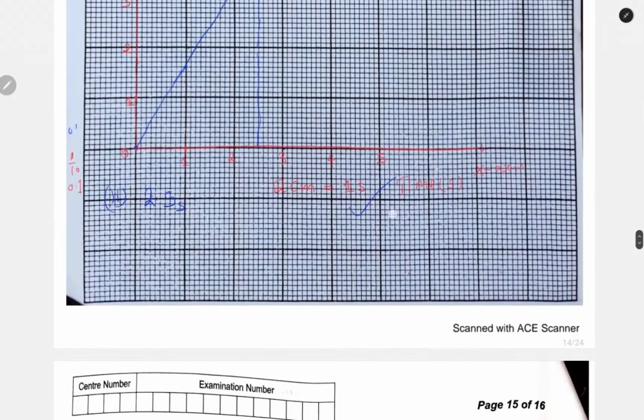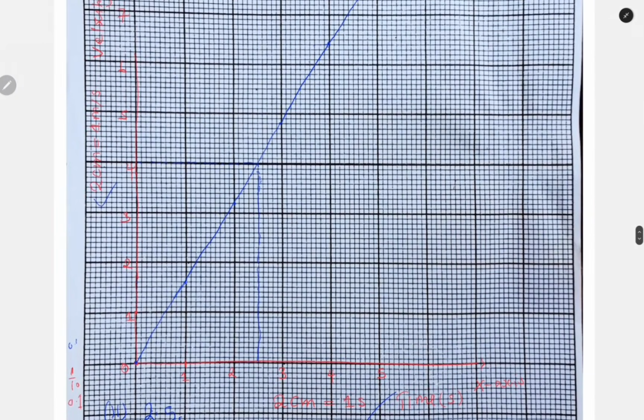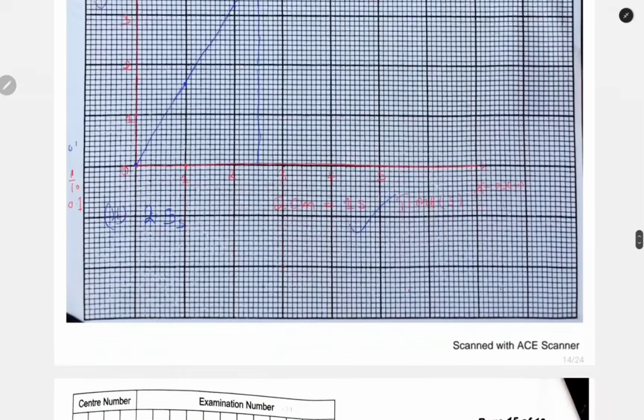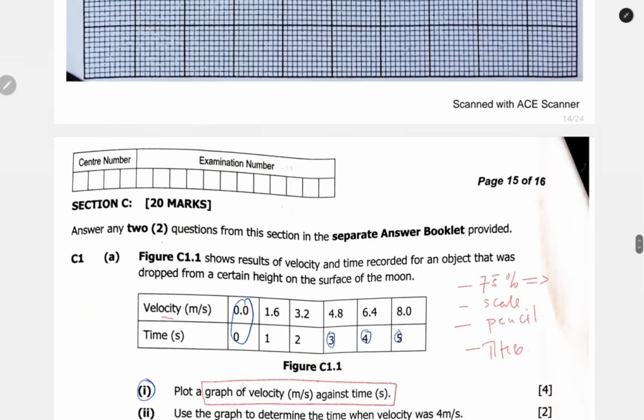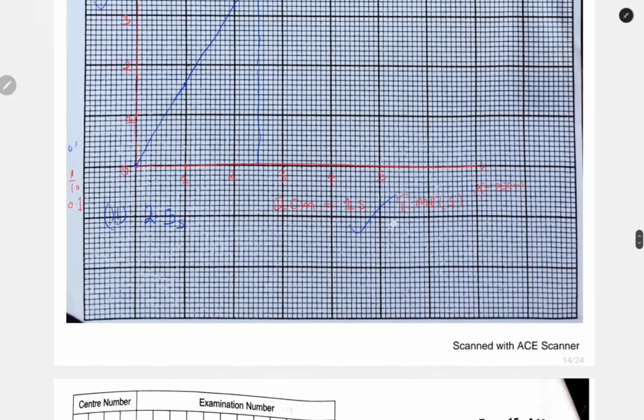So to calculate the gradient of a graph, you pick any of the points. I can pick 0,0 and one of the points. So I can pick this 0,0, and of course even this one, or any of the points here, 2 of the points in short. That is the one that you pick, and you calculate the gradient. So we are answering Roman numeral 3. So gradient is equal to y2 minus y1 divided by x2 minus x1.